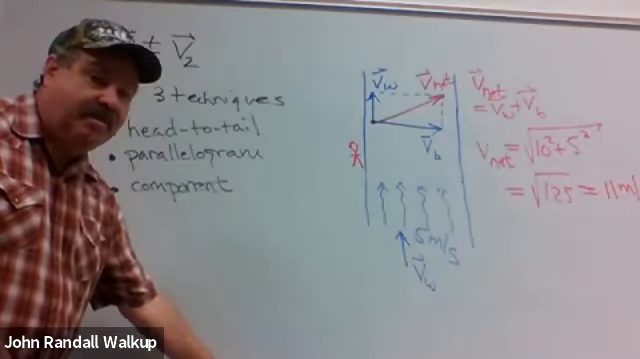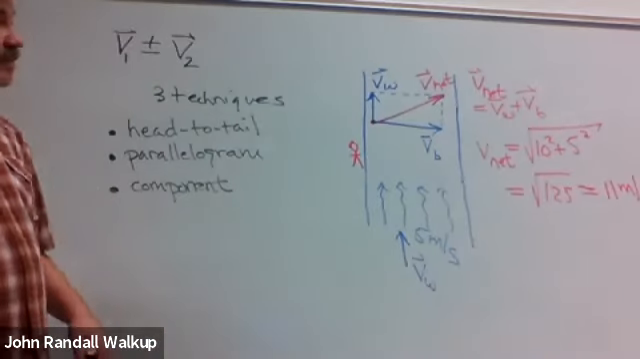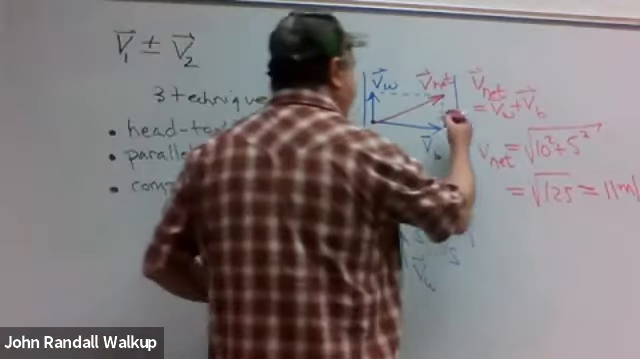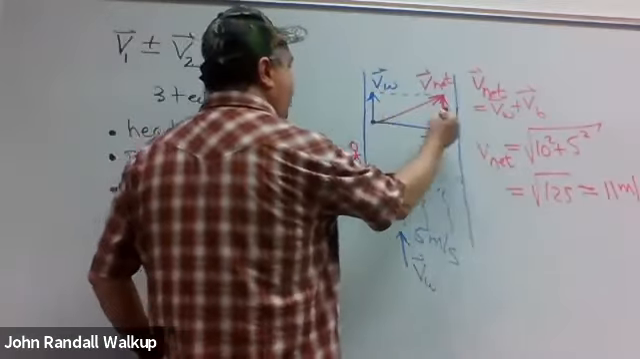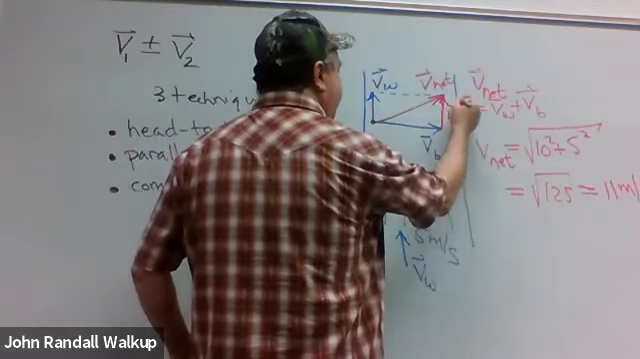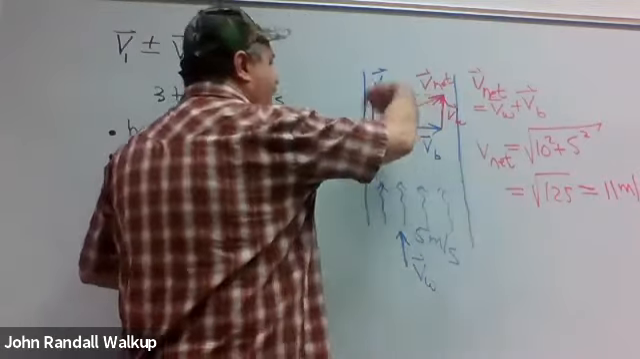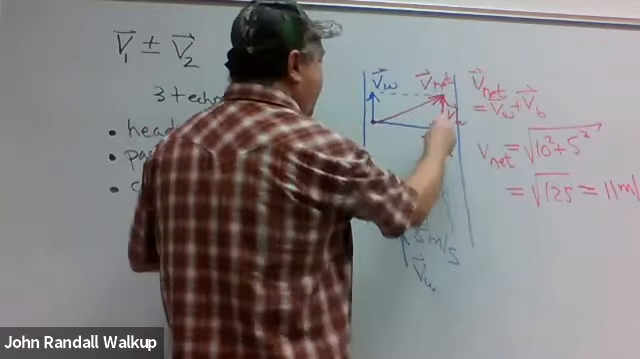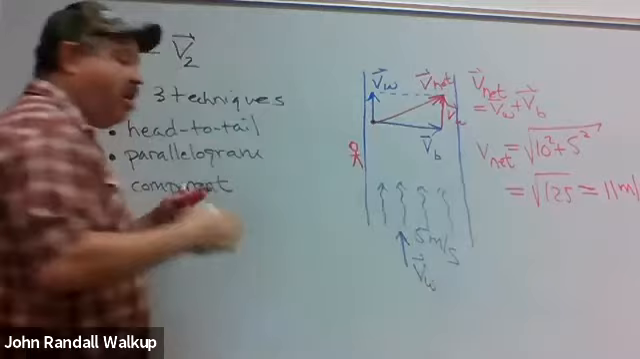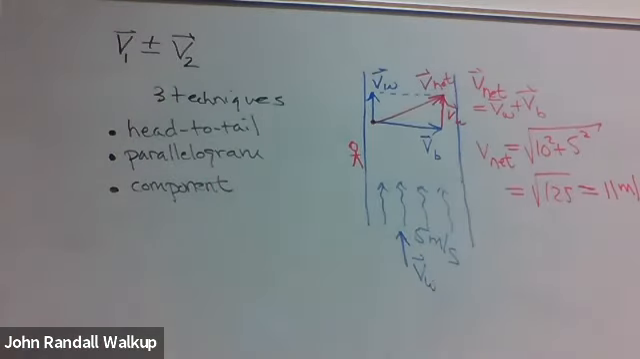Think about it. If you'll notice, this vector here is the same as this one, because this is a parallelogram. Therefore, this is just the head to tail method. The head to tail and the parallelogram are essentially the same thing.